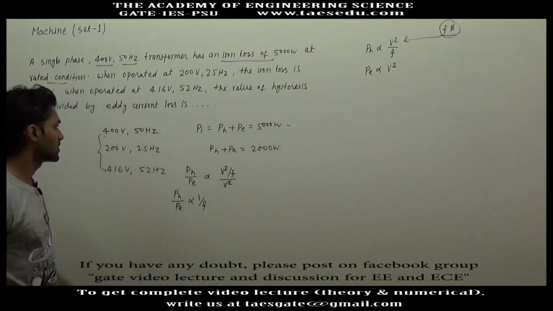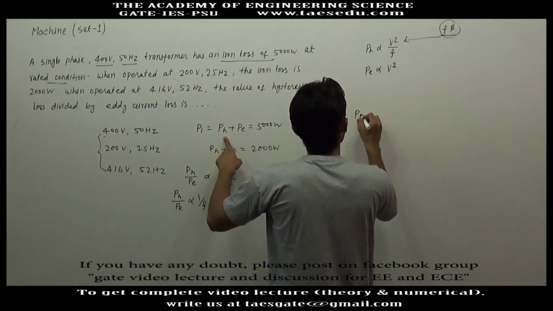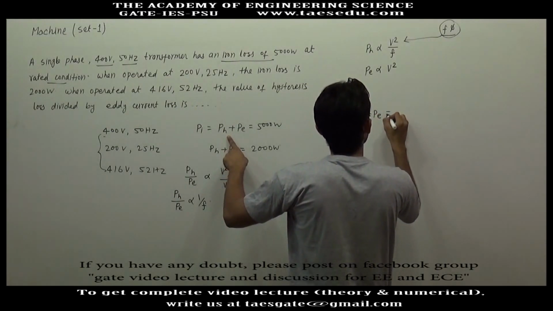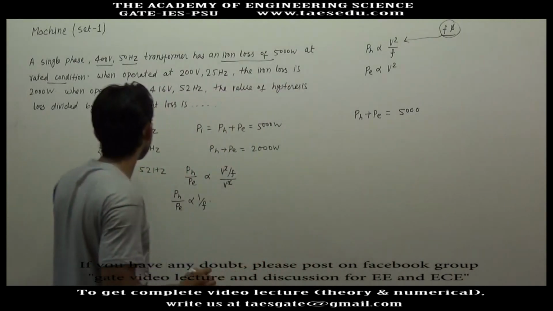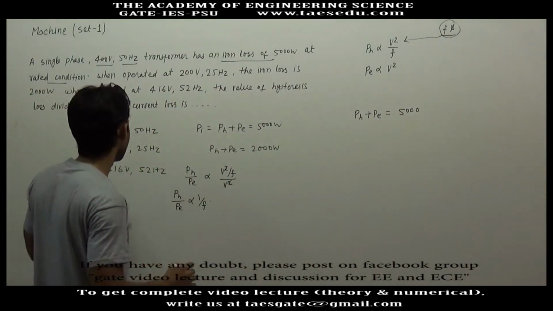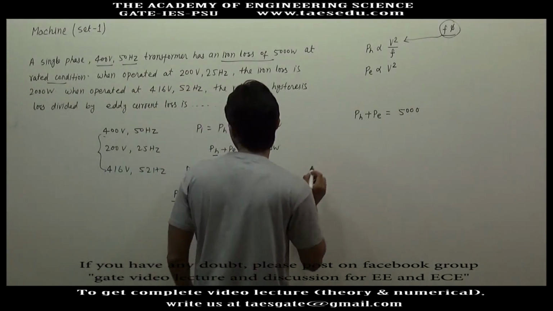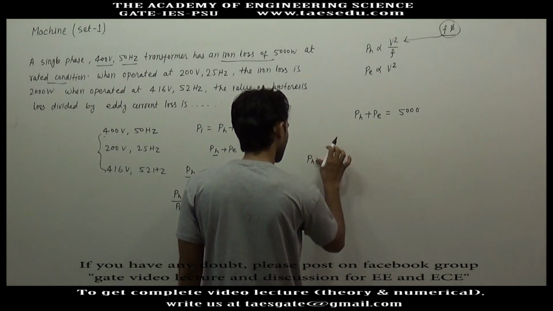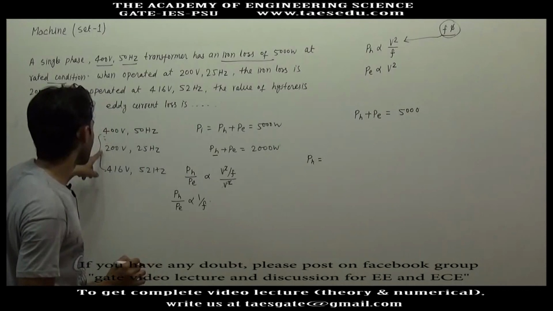We have two equations here. Let's say in the first condition, the hysteresis loss is PH and the eddy current loss is PE. This is equal to 5000. In the second condition, for the second condition, what will be PH? In the second condition, PH will be, voltage is halved.